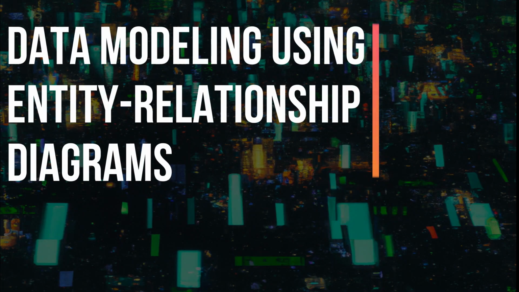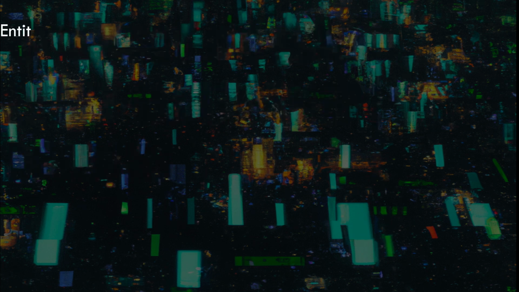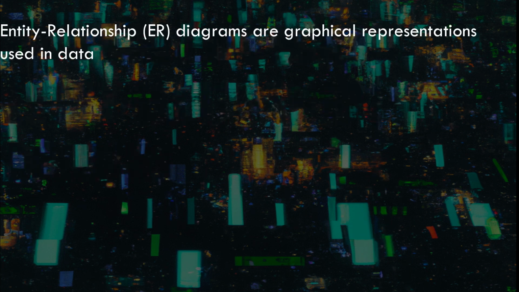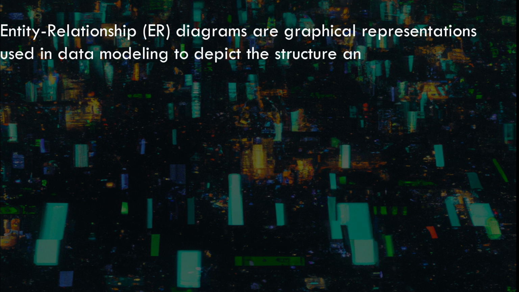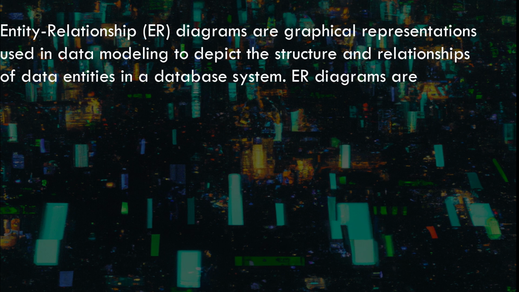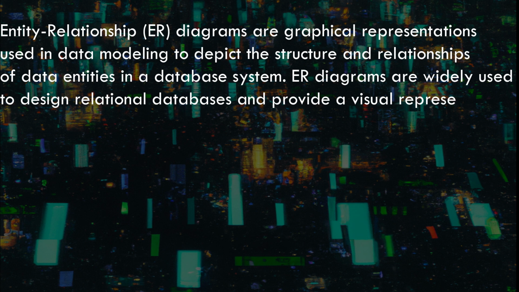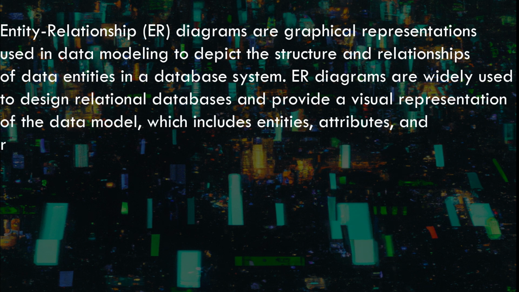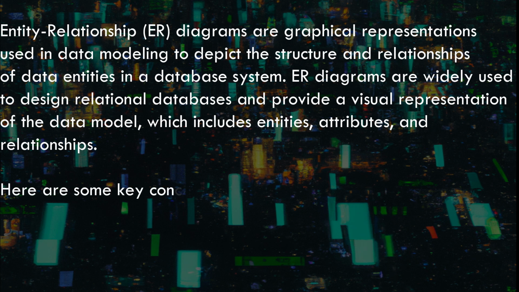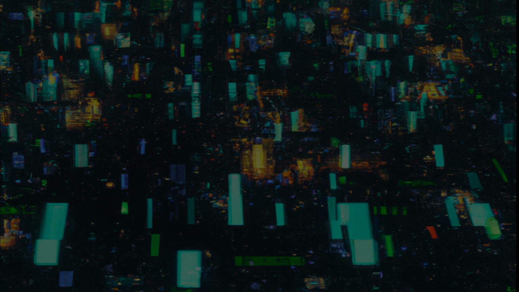Data modeling using entity relationship diagrams. Entity relationship (ER) diagrams are graphical representations used in data modeling to depict the structure and relationships of data entities in a database system. ER diagrams are widely used to design relational databases and provide a visual representation of the data model, which includes entities, attributes, and relationships. Here are some key concepts related to data modeling using ER diagrams.